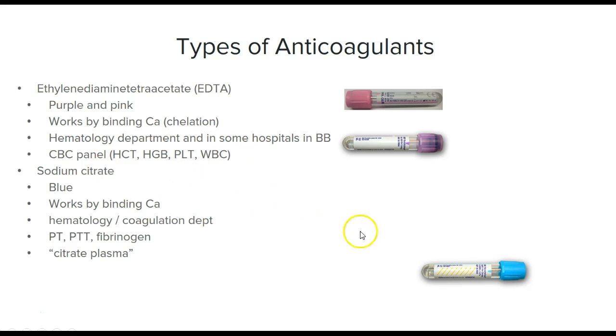The sodium citrate is a blue top tube. It binds calcium. It's used in heme coag, and it's used to do the PT, PTT, and fibrinogen, and these are clotting time tests. And this plasma, we centrifuge these down and we get plasma, and it's called citrate plasma.